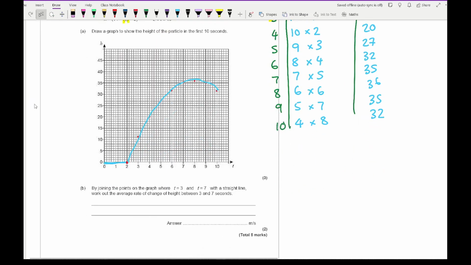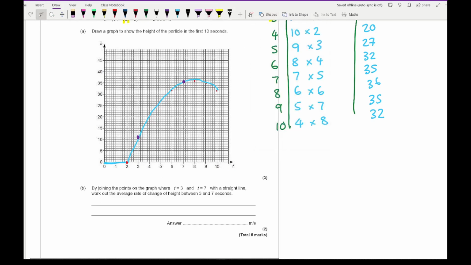The next question says, by joining the points on the curve, which is what we've done, where t equals 3 and t equals 7 with a straight line, work out the average rate of change of the height between 3 and 7 seconds. So for this, what I need to do is find 3, which is there, find 7, which is here, and I then need to join those points up with a straight line.